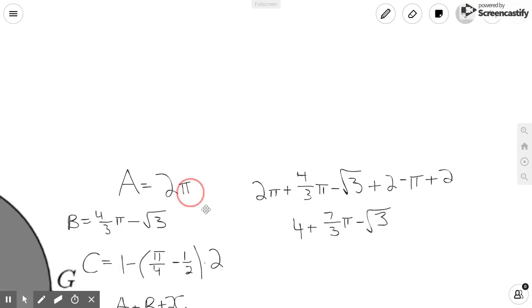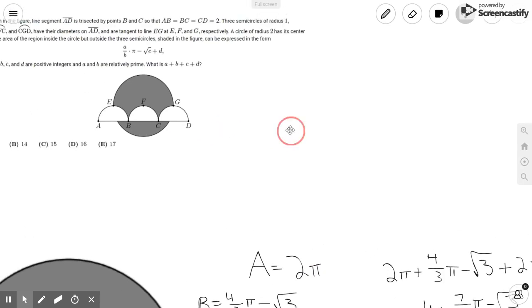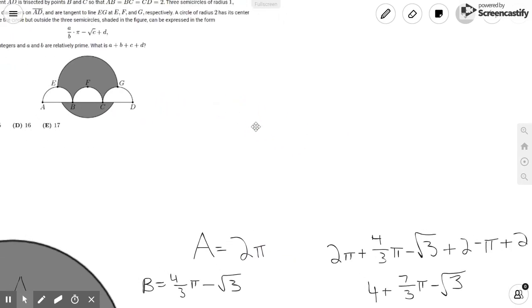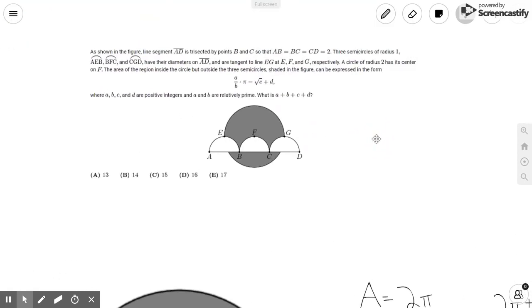Now looking at the answer that we had to give above, we had to give a over b times pi, which in this case is 7/3, minus the square root of c, which is 3, plus d, which is 4. And we want to find a plus b plus c plus d. Well, that's 4 plus 7 plus 3 plus 3, which ends up being 17. And as we see in the problem, 17 is a valid choice, giving us an answer of D.